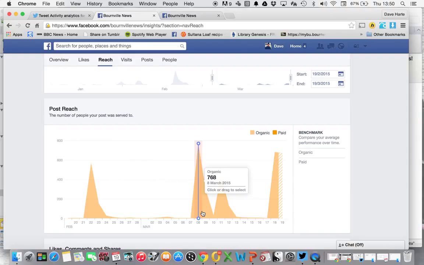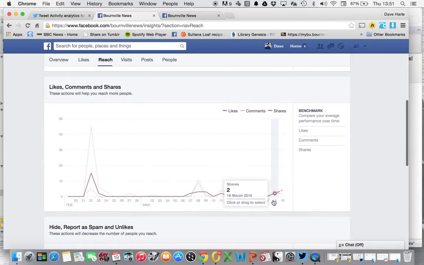Here's a time I posted, and its reach is 768. So that post reached 768 people. That might be because they liked it, they shared it, or they came to the page to look at it. But whichever way, it was seen. So that's a definite figure. That's not to say they read the detail of it or clicked on it and went somewhere else. They just saw it.